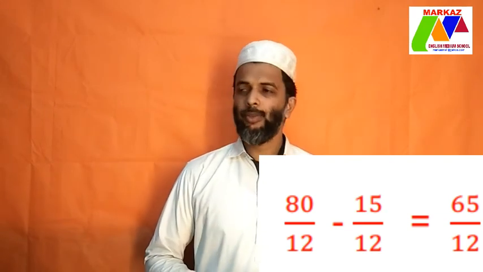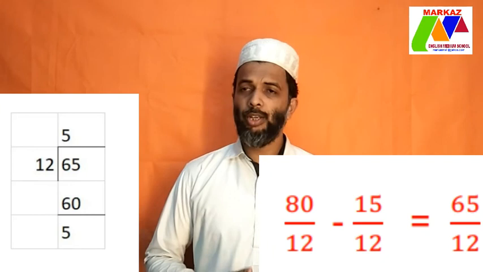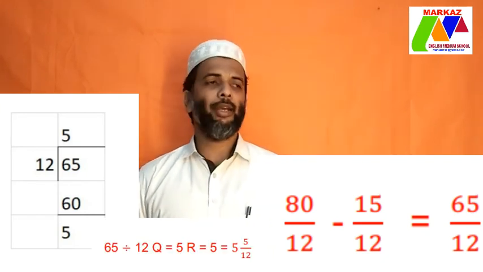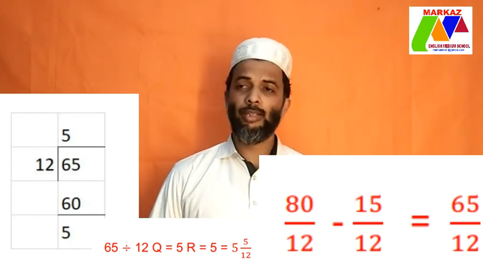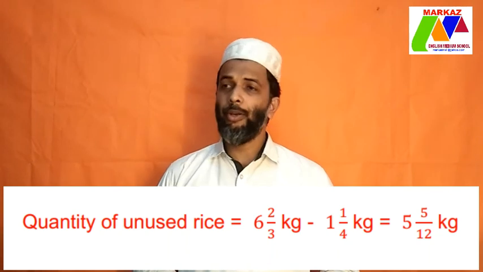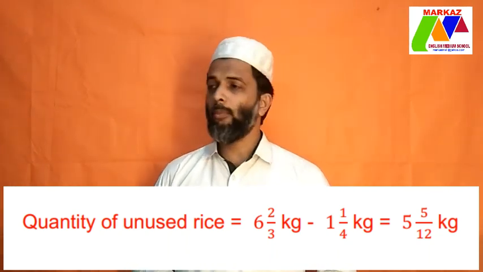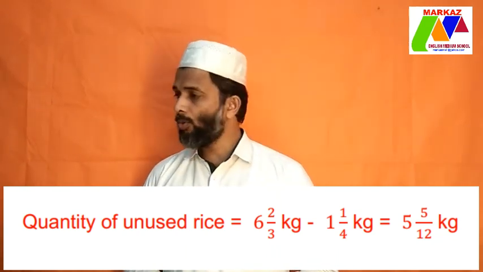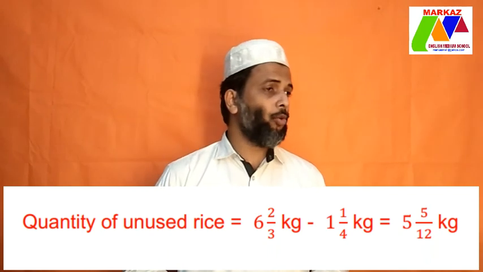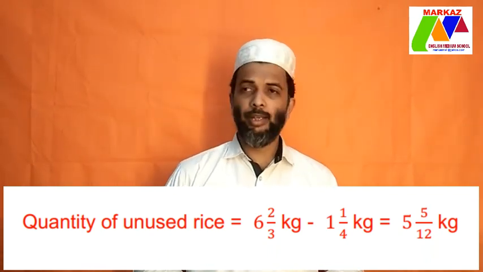Simplify the fraction. 65 divided by 12. Quotient is equal to 5. Remainder is equal to 5. So answer is 5 5 by 12. Quantity of unused rice is equal to 6 2 by 3 kilogram minus 1 by 4 kilogram is equal to 5 5 by 12 kilogram. Okay, this chapter ends here.